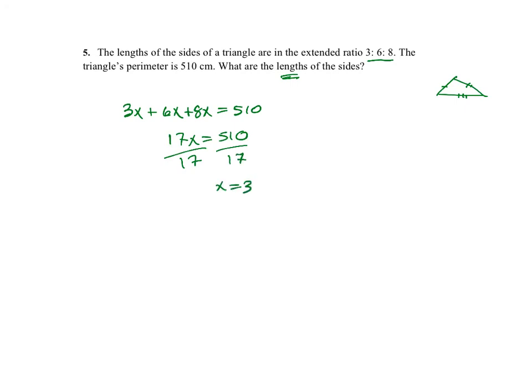So x equals 30. That means that I have 3 times 30 equals 90, 6 times 30 equals 180, and 8 times 30 equals 240. So I'm multiplying this 30 times each number of that extended ratio.